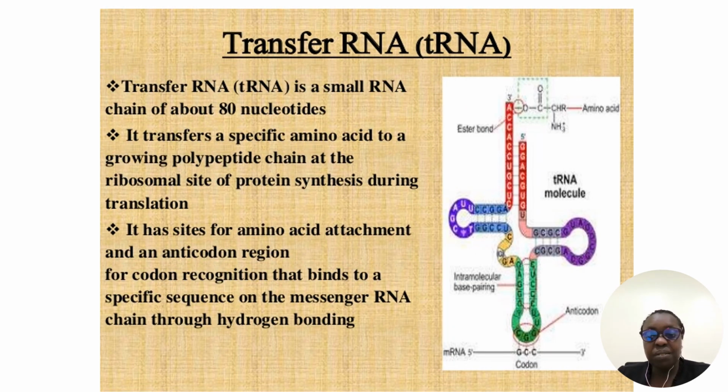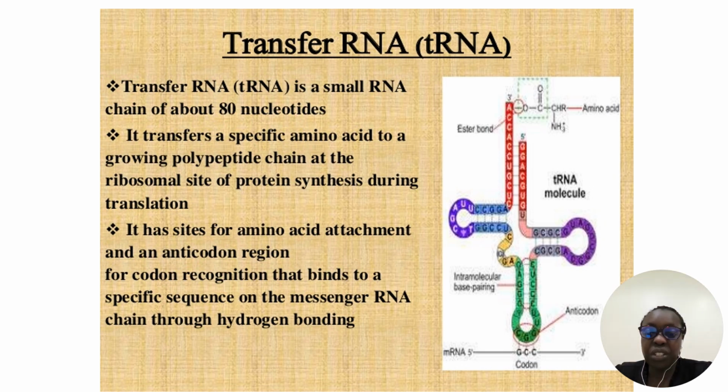Then we have the transfer RNA. So the transfer RNA is a very interesting molecule. If you look at it, it looks like a clover leaf, but it has 2 ends. It's actually a very small molecule. It only has 80 nucleotides. On one end, it is able to link to a particular amino acid through an ester linkage. On the other end, we have the anticodon arm, which is able to recognize the codon on messenger RNA.